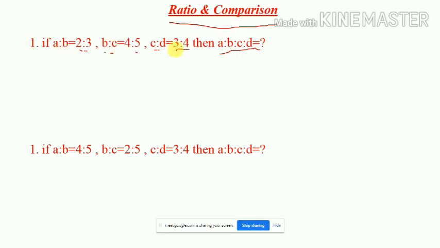You are given 4 variables: A is to B, B is to C, C is to D, and you have to find A is to B is to C is to D. The answer is 8 is to 12 is to 15 is to 20. Okay. How did you solve it?